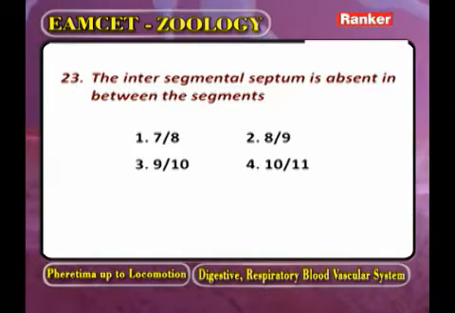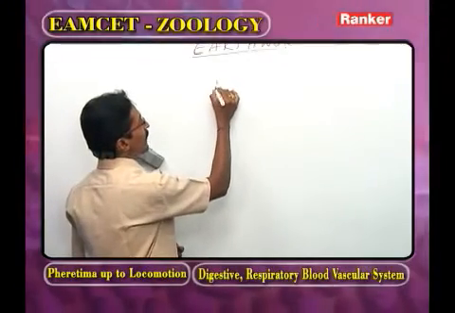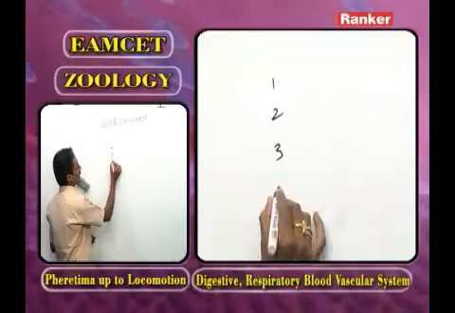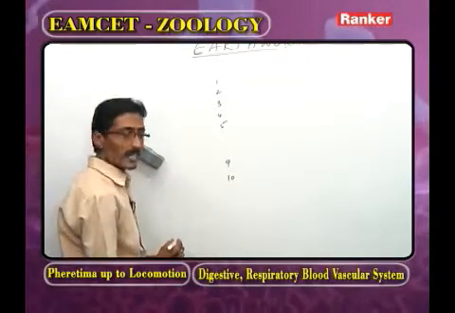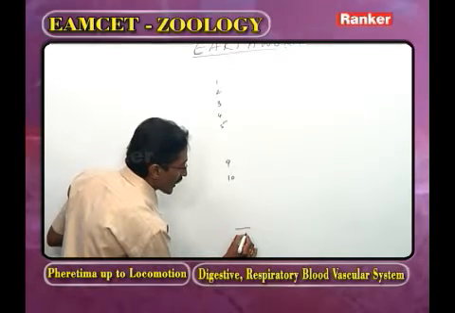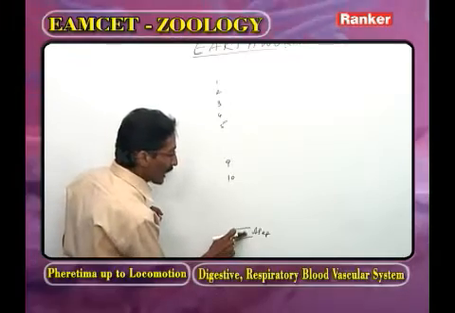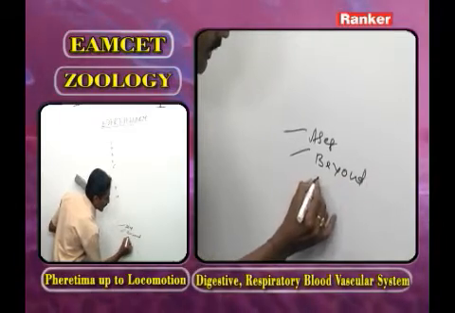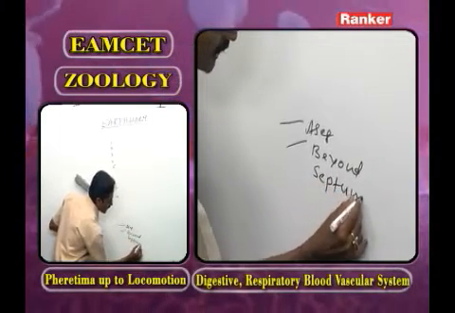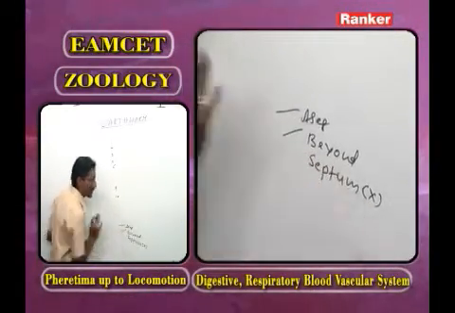The intersegmental septum is absent between the segments. Now, as we observe the body of earthworm or Pheretima, this is the first segment, second segment, third segment, fourth segment, fifth segment, this is the ninth segment, this is the 10th segment, and this is the last segment that we call the anal segment. Now, beyond the anal segment, what is absent? The septum is absent. The mark in the brackets indicates beyond the anal segment no septum.